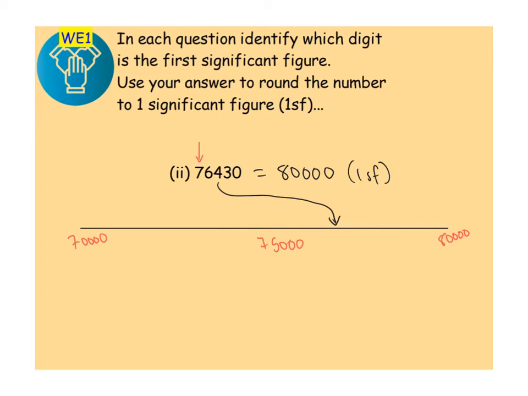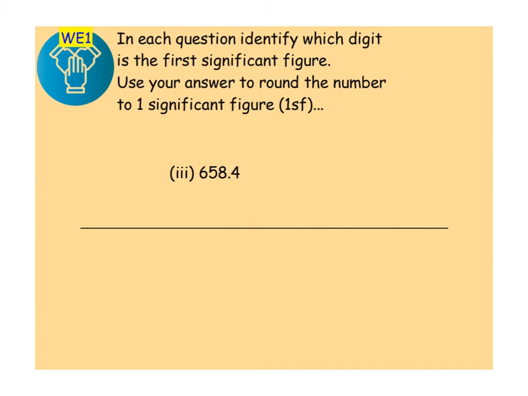Okay, next question. Pause the video, see if you can identify the first significant figure and then round it. Okay, hopefully you've had a chance to attempt that question. Here's the first significant figure, the 6 in the hundreds column. Because it's in the hundreds column, my number line goes in hundreds, and halfway along it would be 650. 658.4 is bigger than 650, so it'll be up here somewhere. That makes it nearer to the 700, so this is 700 to one significant figure.